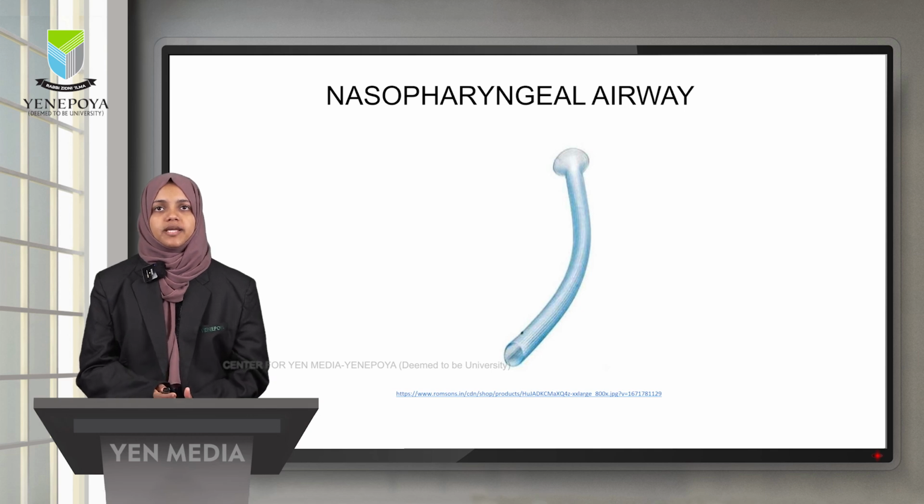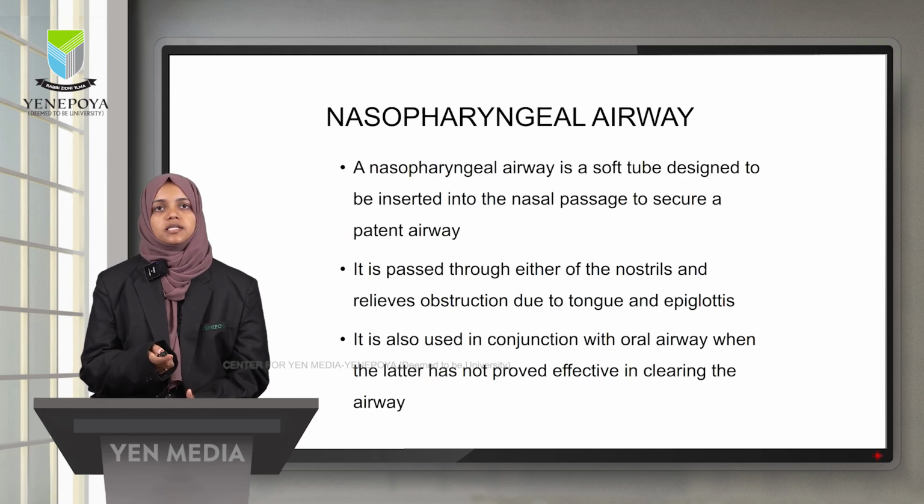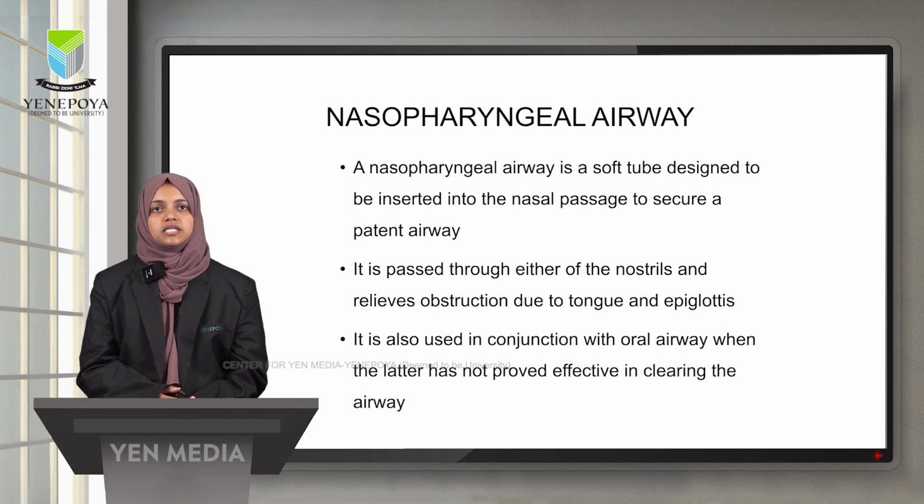Now coming to the nasopharyngeal airway, it is a soft tube designed to be inserted into the nasal passage to secure a patent airway. It is passed through either of the nostrils and relieves obstruction due to the tongue and epiglottis. It is also used in conjunction with an oral airway if the latter is not effective in clearing the airway.